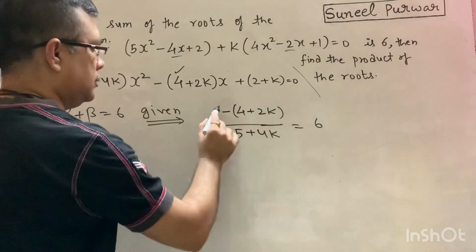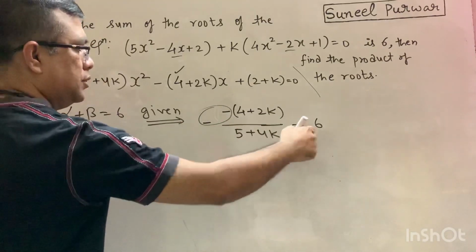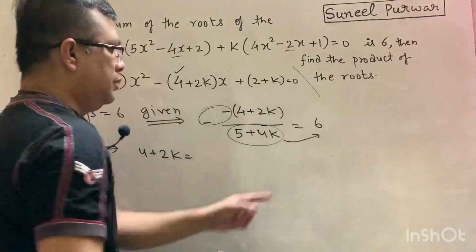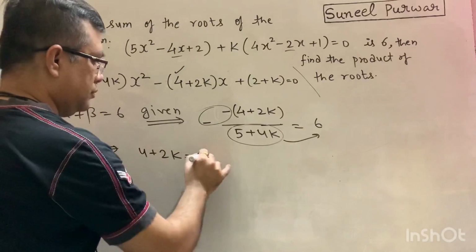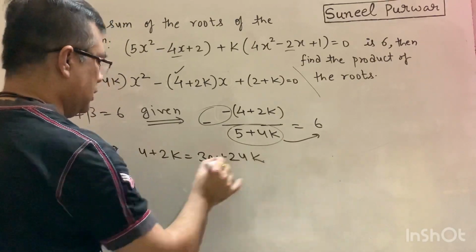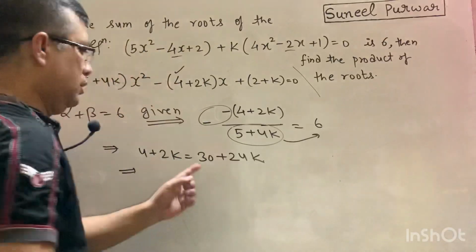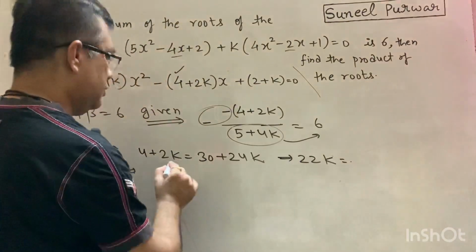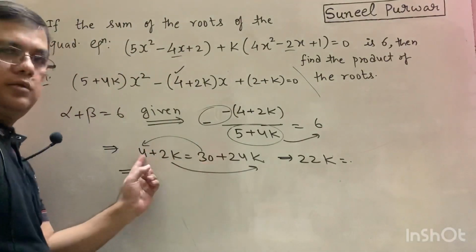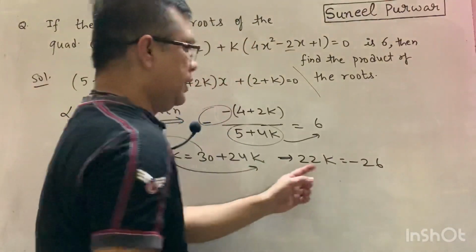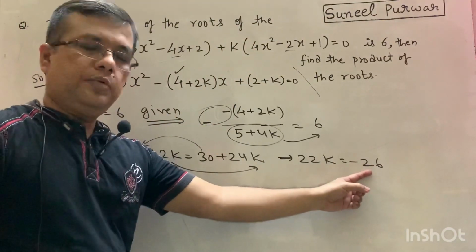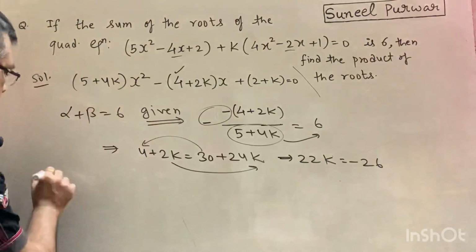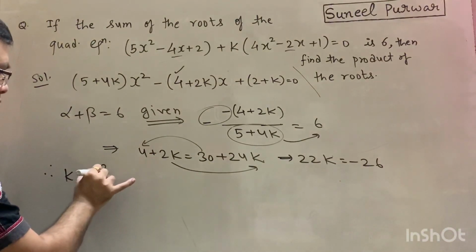Now simplify this equation, so it becomes plus sign. So 4 plus 2k is equal to, take it on the other side, so that will become 30 plus 24k. Now if you simplify this, that will become 22k equal to how much? Minus 26, 4 minus 30. So what's the k value? Minus 13 upon 11. So k equals minus 13 by 11.